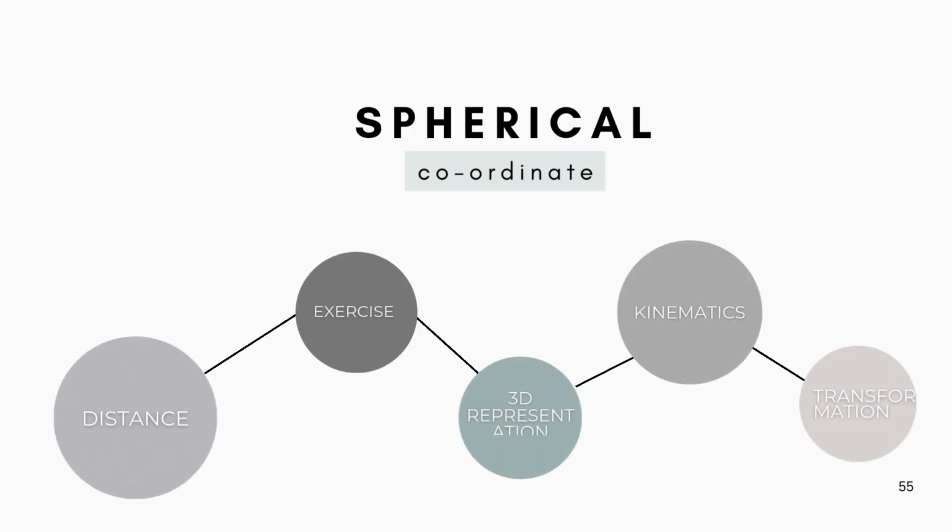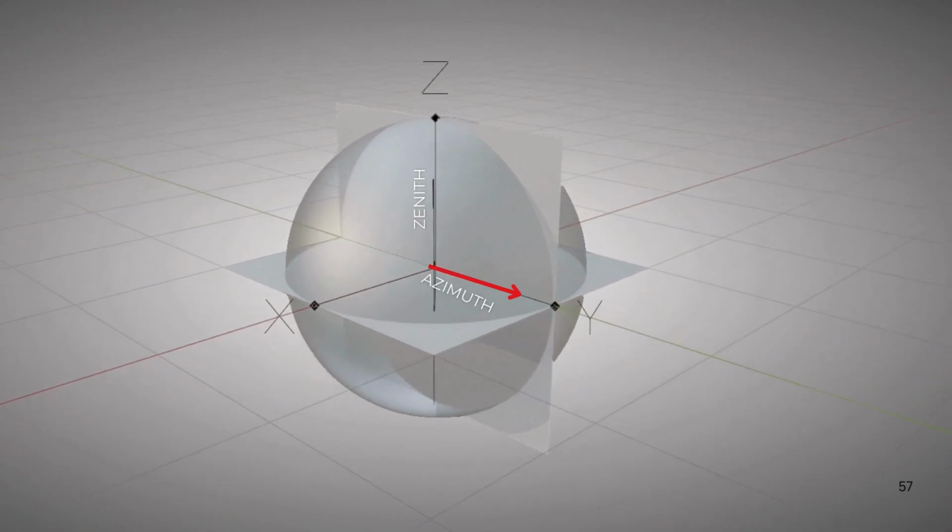Now, to get a better understanding of the coordinate system, let's look at the 3D representation of the spherical coordinate system.